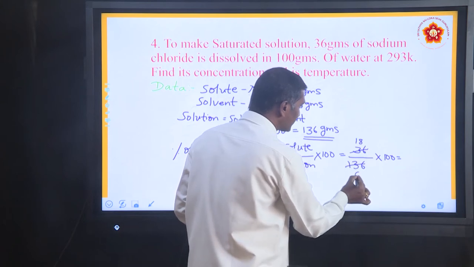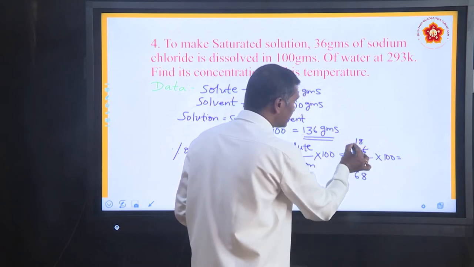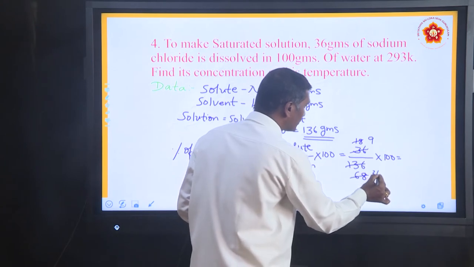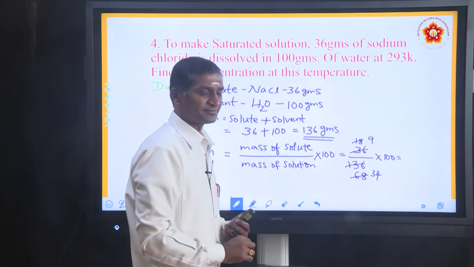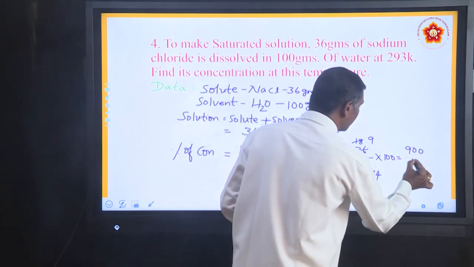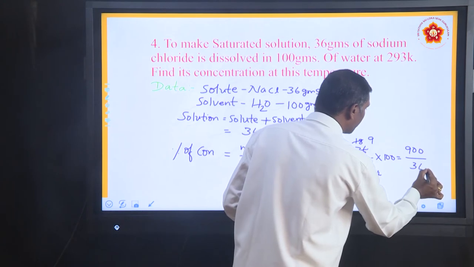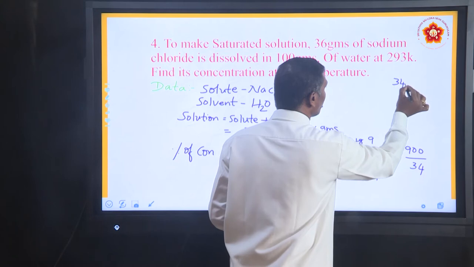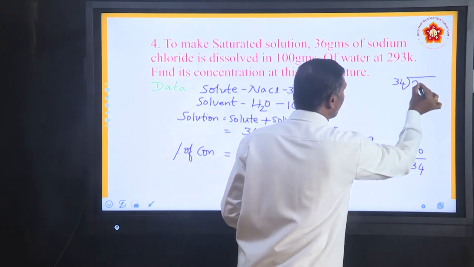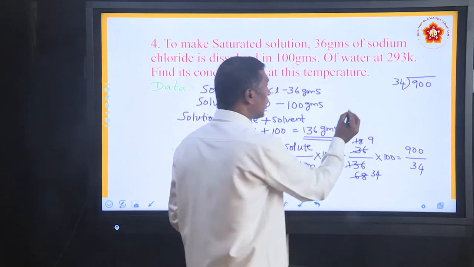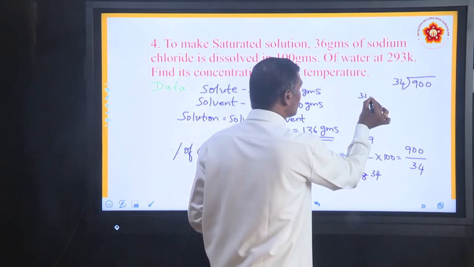2 ones are 2, 2 eights are 16, 2 sixes are 12, 2 eights are 16, 2 nines are 18, 2 threes are 6, 2 fours are 8. 900 divided by 34. Simple calculation, dear students. If you make 34 divided by 900, go on, 34 tables, you should know.